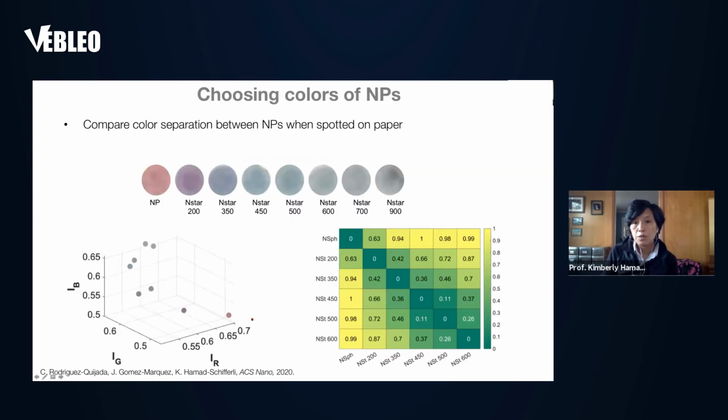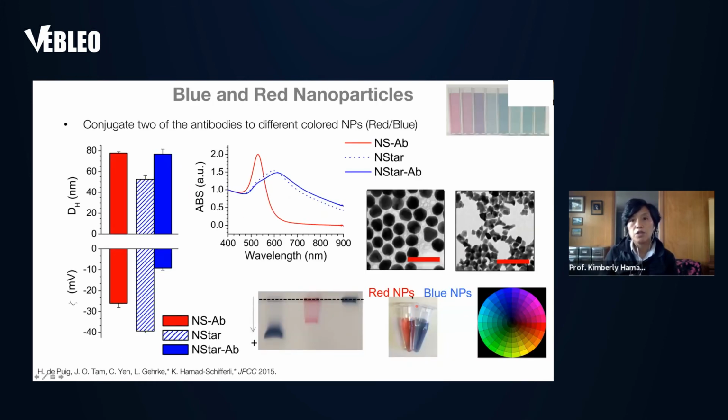And then what we do is we go and choose the colors that have the least amount of overlap. So we spot down all of our nanoparticles on paper, we quantify the RGB values shown here, and we calculate the overlap, or non-overlap essentially, between each other. So we can see based on this heat map, the least amount of overlap is between Nanostar 450, which is this sample, and the red nanoparticles. Okay, so this is shown here. You can see that they're very distinct in color. Red and blue are very far apart in the color wheel, so this makes sense.